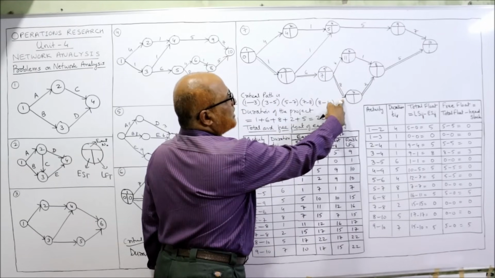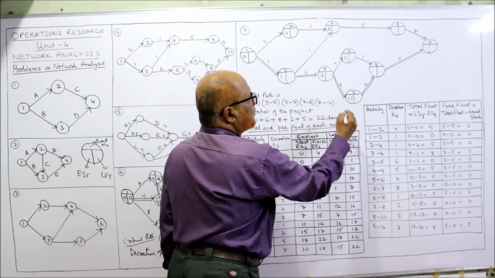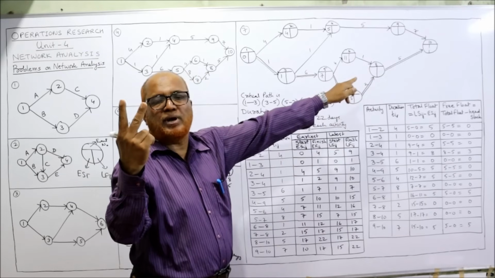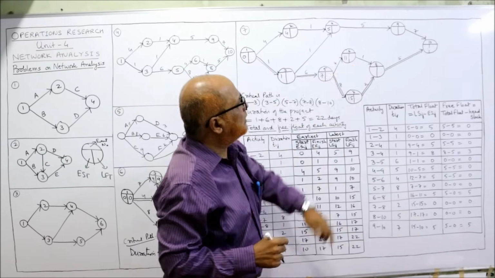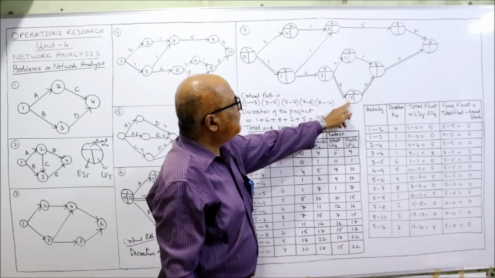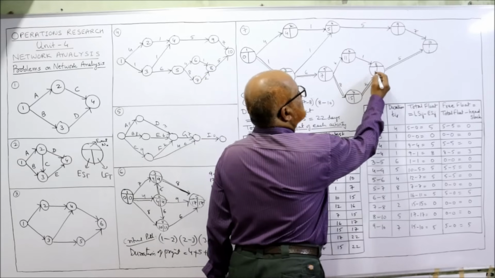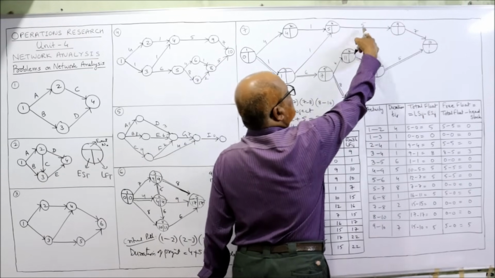Here how many arrows are merging? Only one. 7 plus 8 is 15. How many arrows are merging here? Two arrows are merging, so we need the maximum. Here 11 plus 1 is 12, or 15 plus 2 is 17. Whichever is higher, 17 is higher. Only one arrow is merging. 5 plus 5, 10.